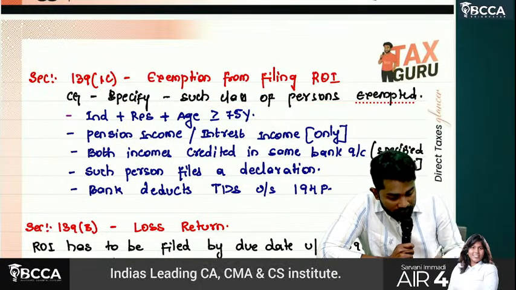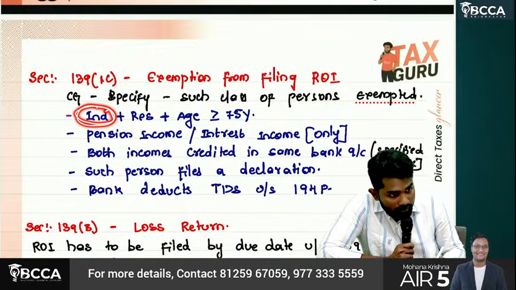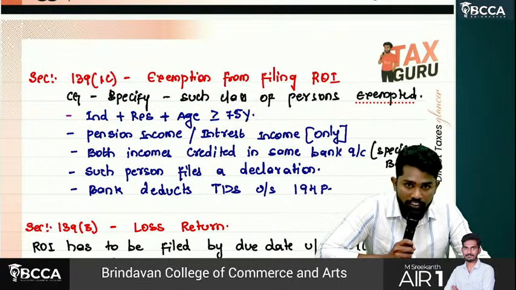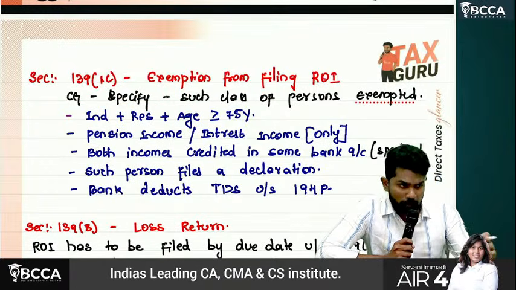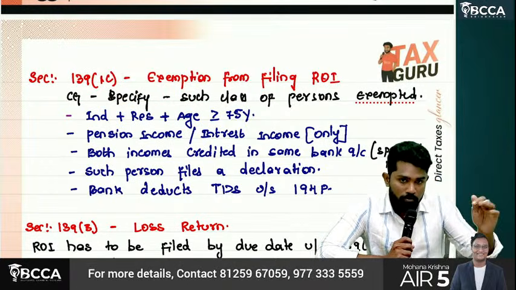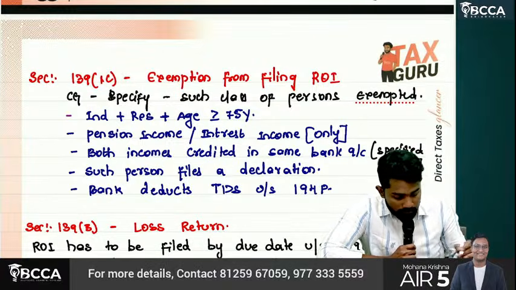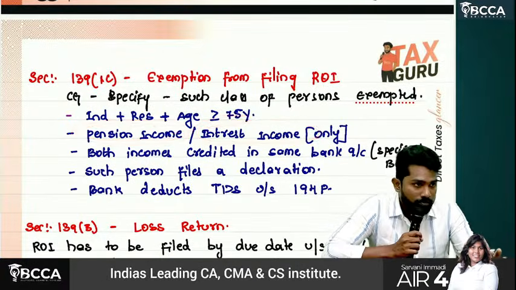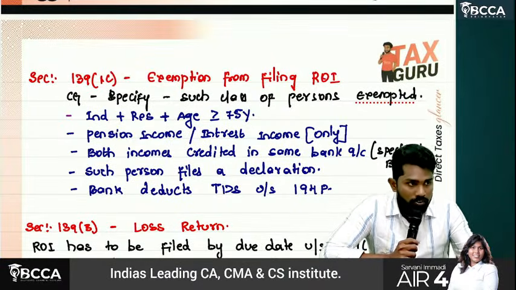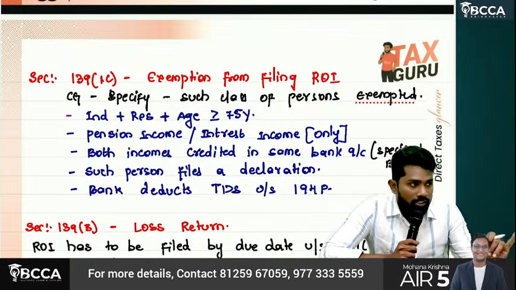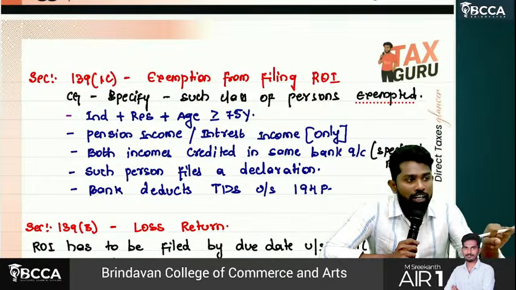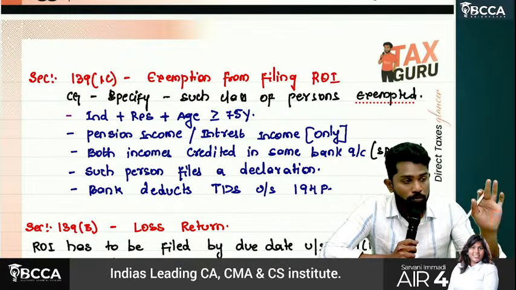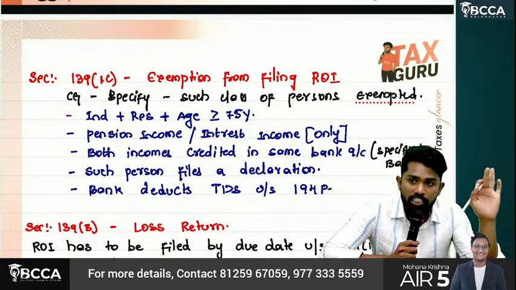It has specified: individual, resident, age greater than 75 years. Okay? Not super senior citizen, but age greater than 75 years. They are having only pension income and/or interest income, or both. At 75 years they are already retired. They are having only pension income and interest income, or only pension income, or only interest income. Those people are exempted from filing returns.